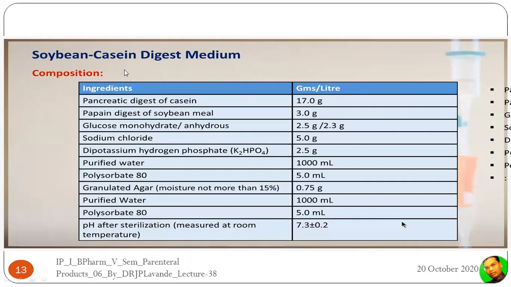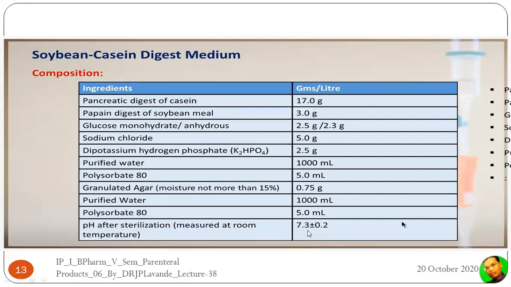So again, as we saw in case of the fluid thioglycolate medium, the soybean casein digest medium will contain the pancreatic digest of casein, papain digest of soybean meal, glucose monohydrate anhydrous, sodium chloride, dipotassium hydrogen phosphate, purified water, polysorbate 80, granulated agar, the moisture that should not be more than 15%, and the pH after sterilization measured at room temperature that should be 7.3.